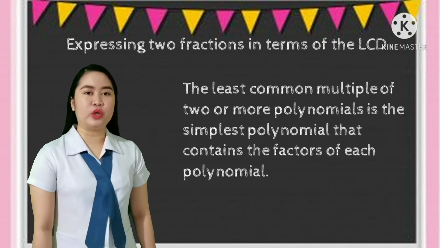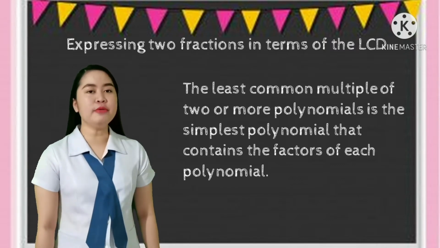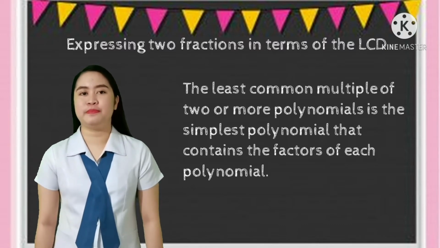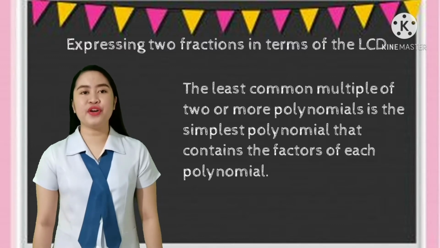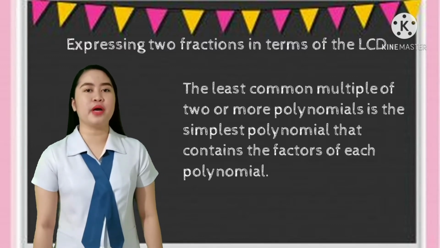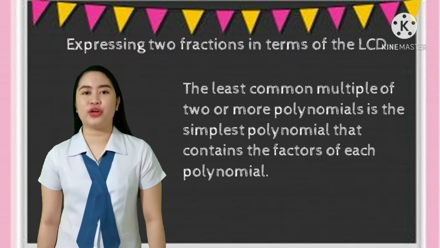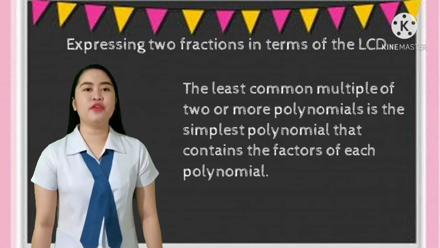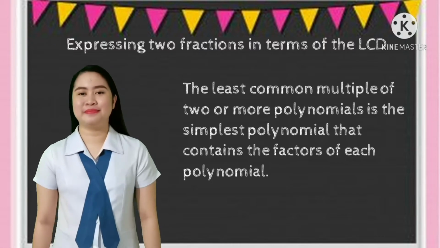The least common multiple of two or more polynomials is the simplest polynomial that contains the factors of each polynomial. To find the LCM of two or more polynomials, first, factor each polynomial completely. The LCM is the product of each factor, the greatest number of times it occurs in any one factorization. Let's take a look at these examples.